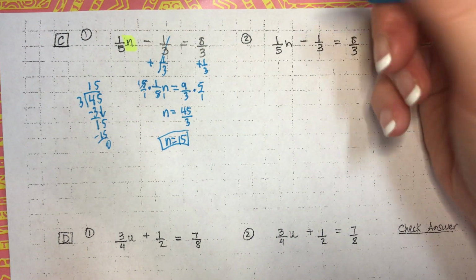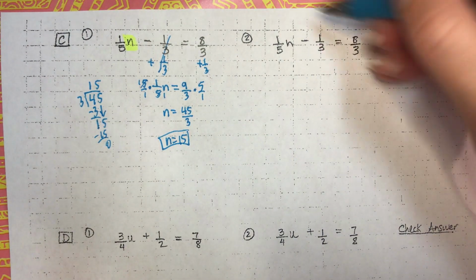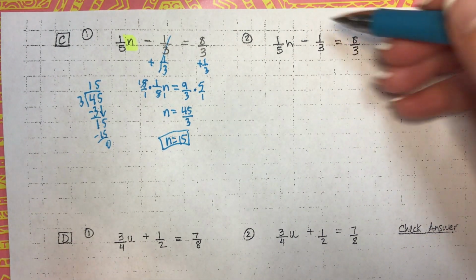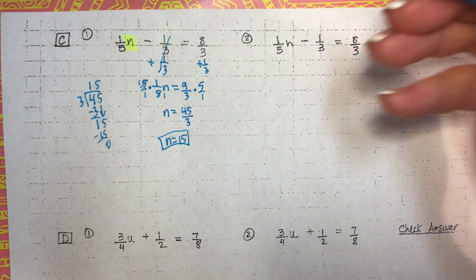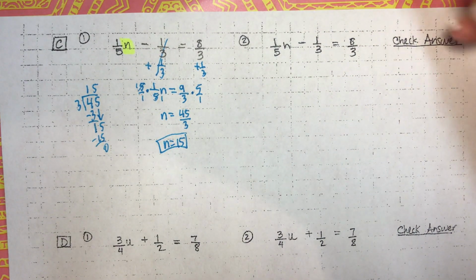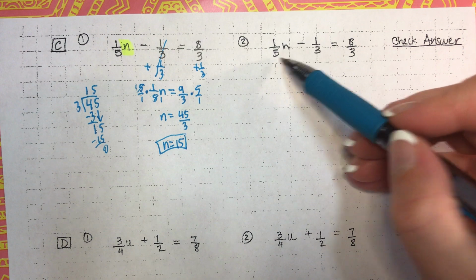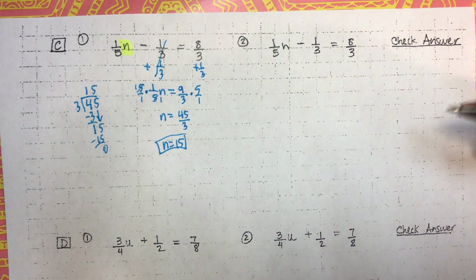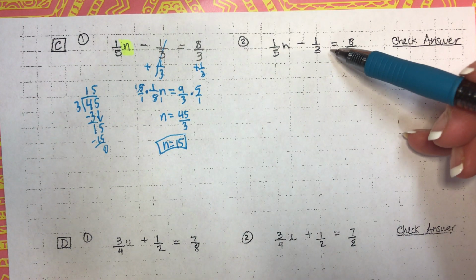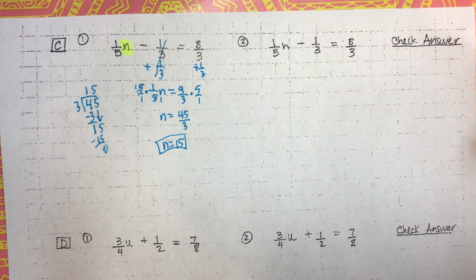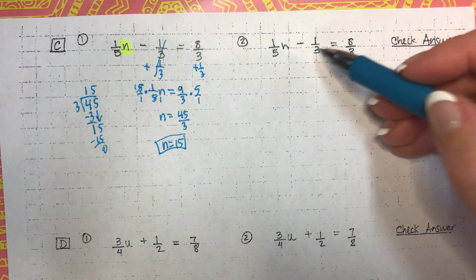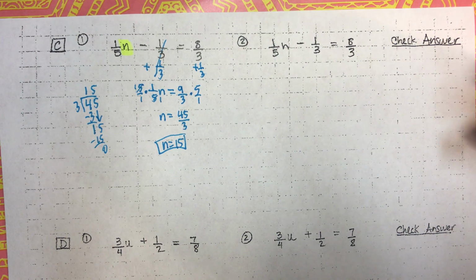All right, cool. So now we're going to come over here and do it the second way, which remember is getting rid of the fractions. To get rid of the fractions, we're going to look at the numbers on the bottom. So we have 5 and 3. If we count by 3s and we count by 5s, what's the first number that they both have in common? That would be 15.